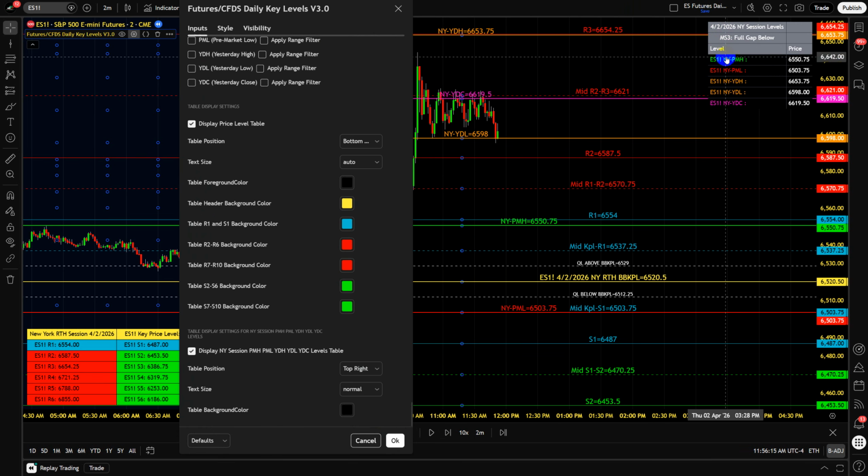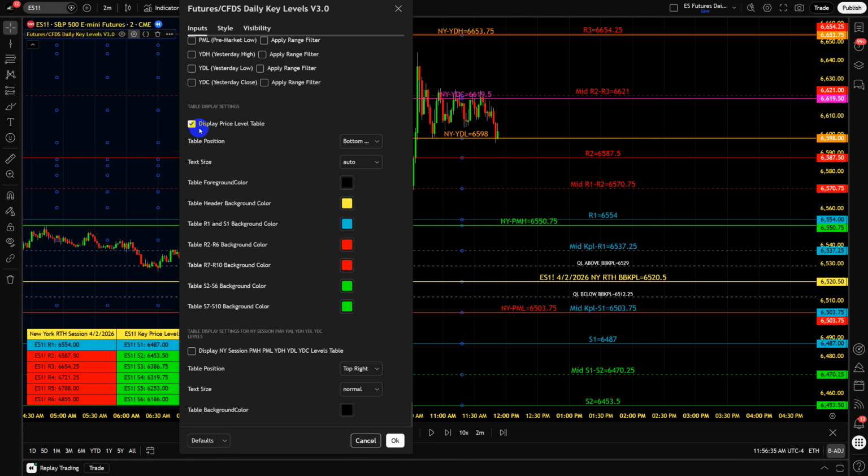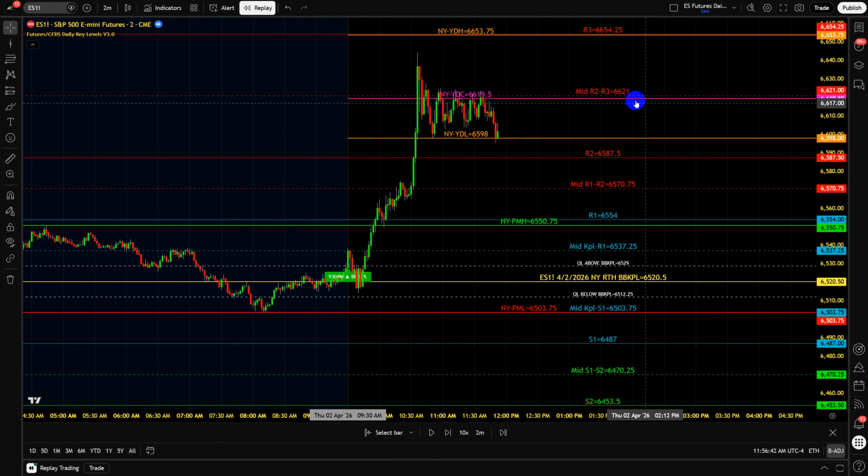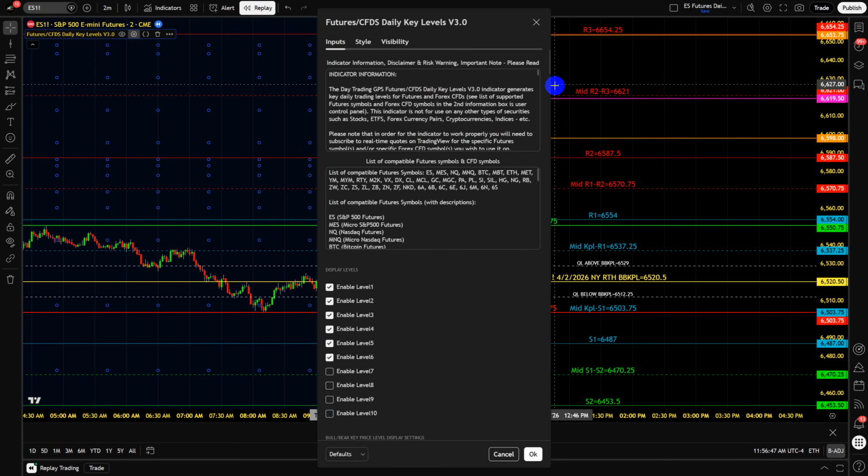Same thing here with this table here. This is for the PMH, PML, YDH, YDL, and YDC Levels table, which also gives the market scenario for today as well. You can simply turn it off if you feel it's not necessary to have on. So for example, if we turn off both of these, then you're just going to see this. So this gives you the most chart real estate.